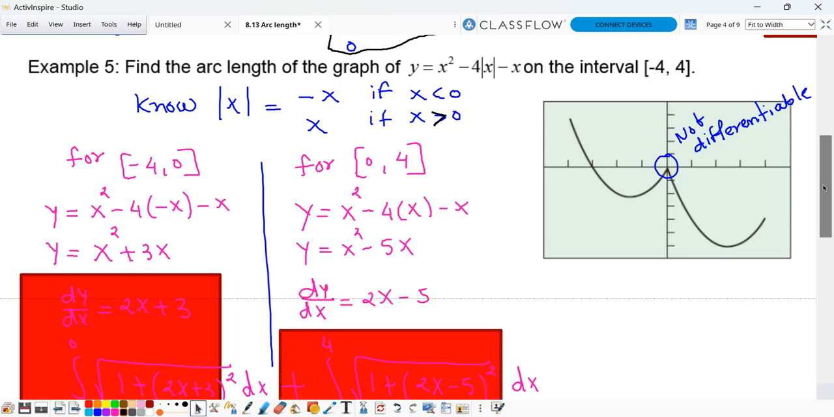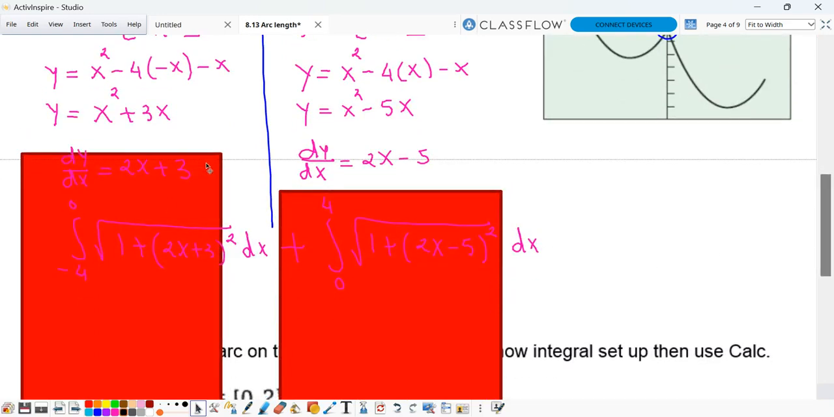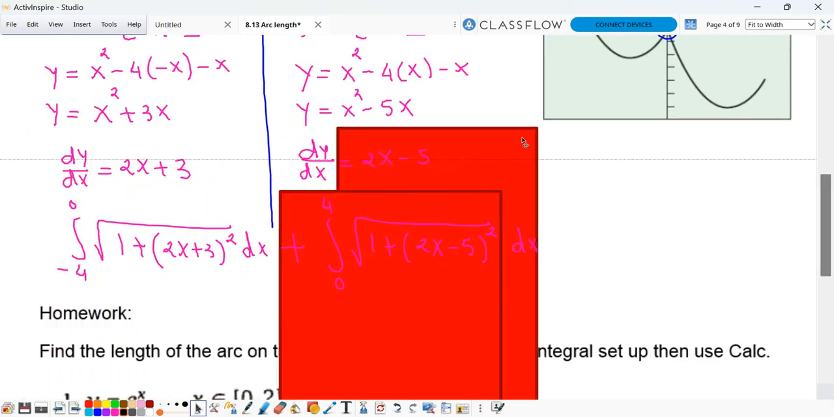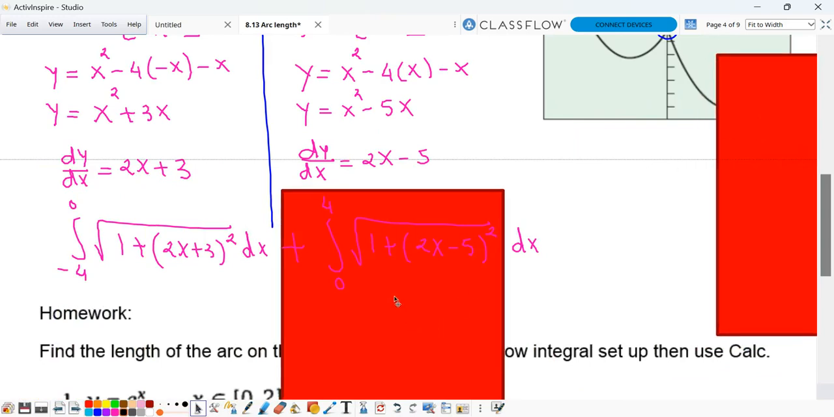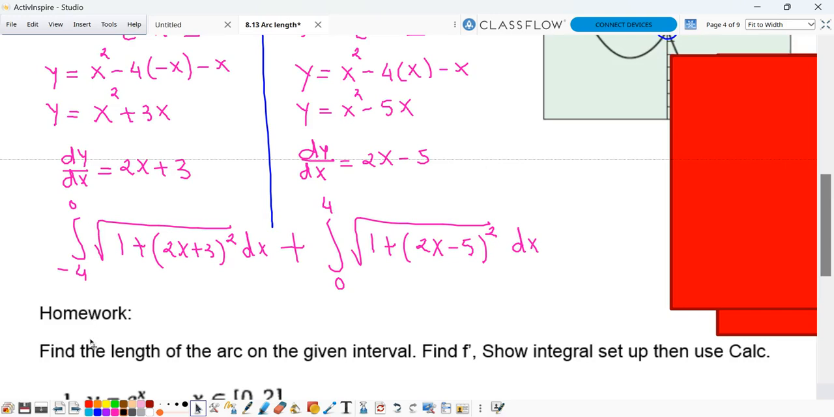What is dy dx? 2x minus 5. What is dy dx? 2x plus 3. And everything else is now the same. Let's check the setup. The setup is the integral from -4 to 0 of the square root of 1 plus (2x plus 3) squared, dx, plus the integral from 0 to 4 of the square root of 1 plus (2x minus 5) squared, dx. I have stopped here, just the setup part. You should be able to evaluate this and get the actual answer.